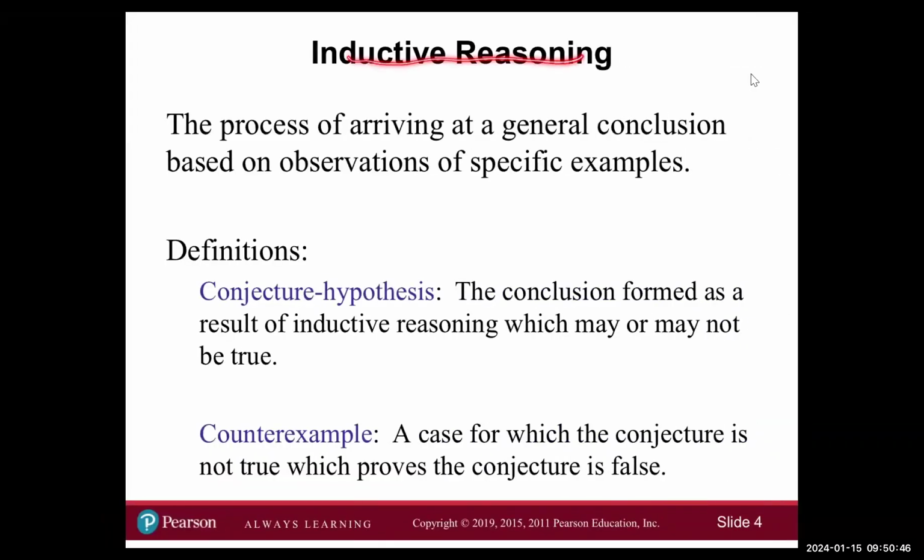Inductive reasoning is the process of arriving at a general conclusion based on observations of a specific sample. By definition, a conjecture or hypothesis is a conclusion formed as the result of inductive reasoning, which may or may not be true. A counterexample is a case for which the conjecture is not true, which proves the conjecture is false.